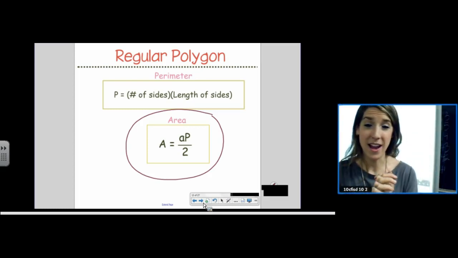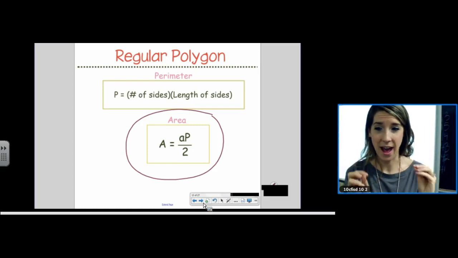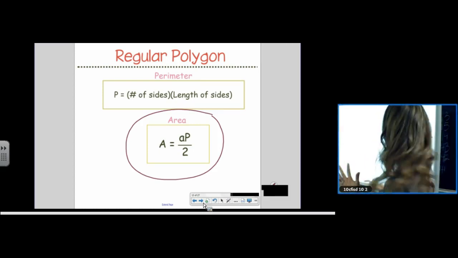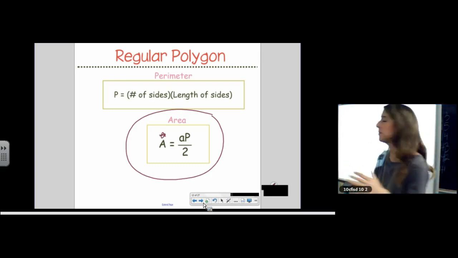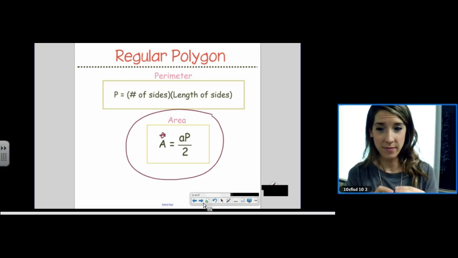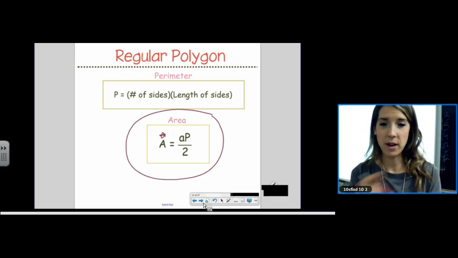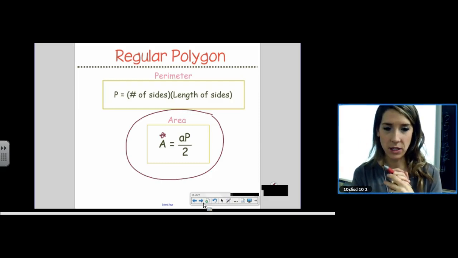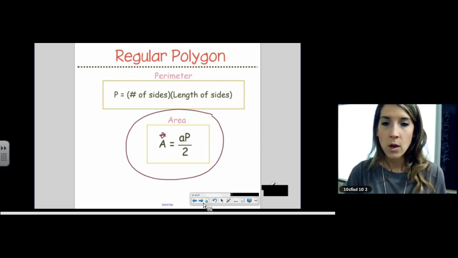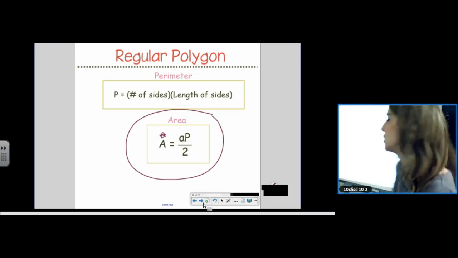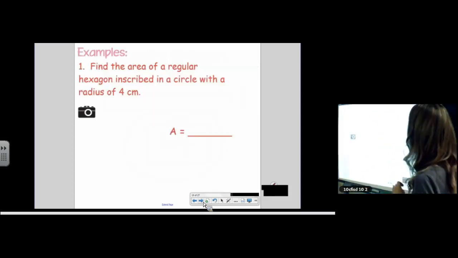The formula for area is, now you're going to have to pay attention to capital and lowercase here. Capital A stands for area, equals lowercase a, apothem, uppercase P, perimeter, divided by 2. Apothem times perimeter divided by 2. We are armed with a formula. We are armed with all of our background knowledge. Now we can try a problem.